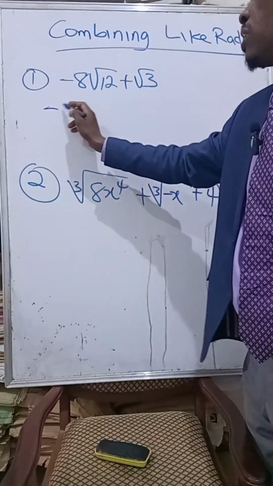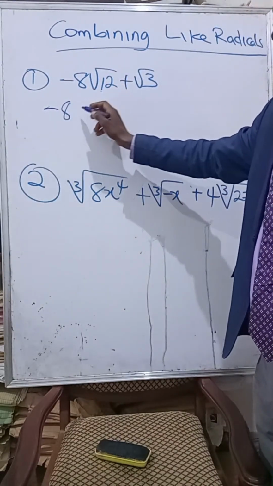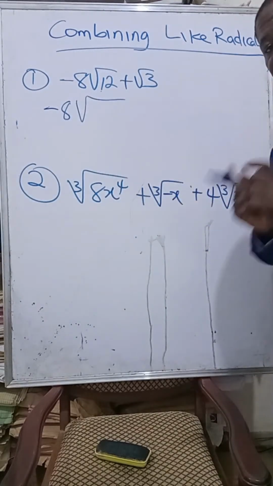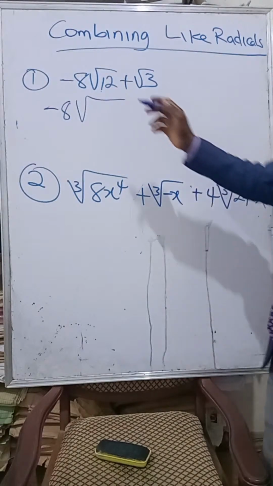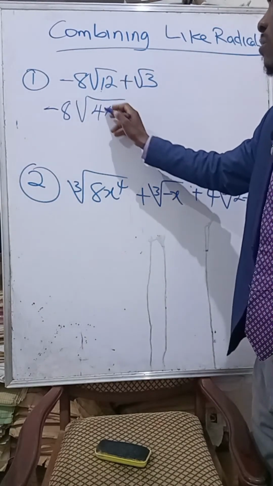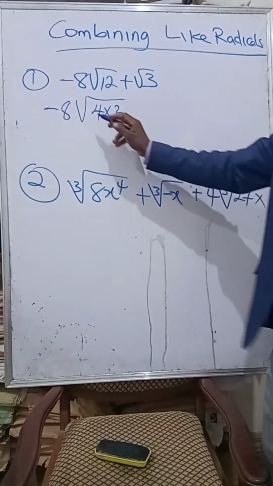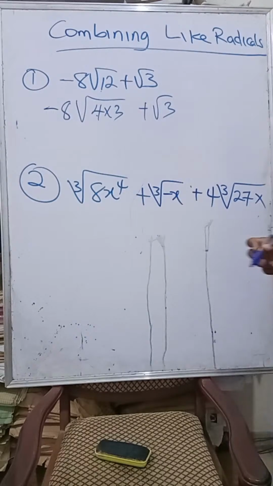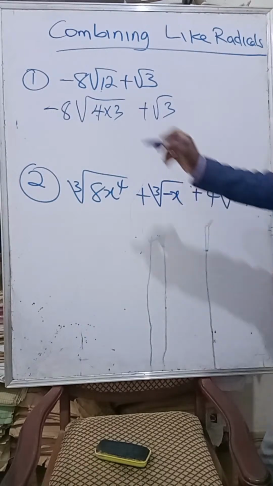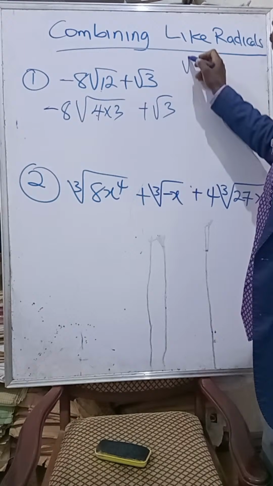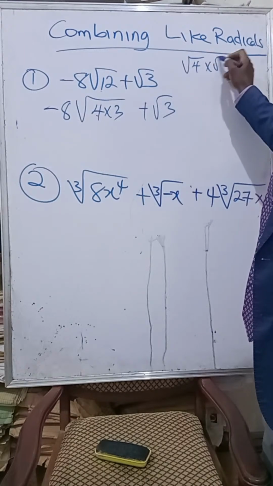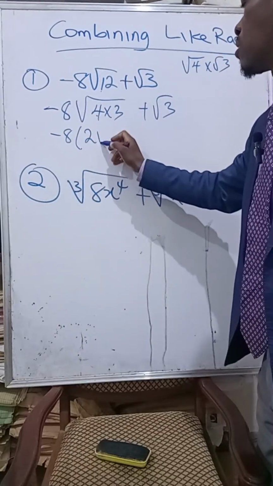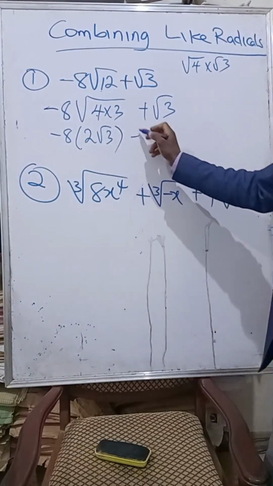this will be equal to minus 8 root 12. We're going to break it into two parts such that one of them is a perfect square. So that's 4 and 3. That's 4 times 3. Okay, 4 has a perfect square root, plus 3. And this will be equal to root 4 times root 3, which is minus 8 into brackets 2 root 3, and then plus root 3.